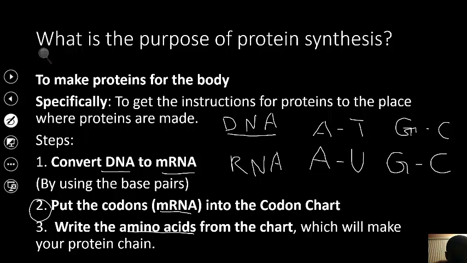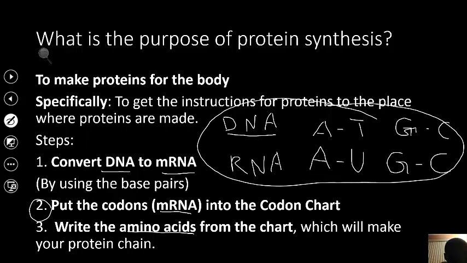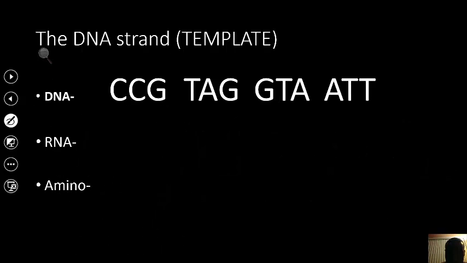Here's the 3 steps again. We're going to convert DNA to mRNA by using these base pairs right here. And then number 2, we're going to put the codons, which are those 3 bases of mRNA, into the codon chart. And then from the codon chart, we're going to write down the amino acids, which will make our protein. Let's move on.